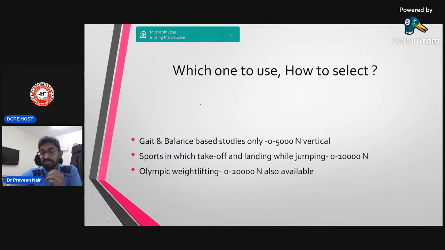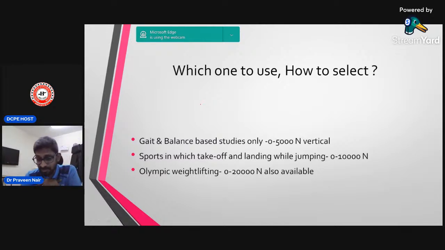Now, suppose you increase the impact. Suppose you want to find out the takeoff and landing while jumping, then you have to increase the range up to 10,000 newtons. And then if you further go up to the impact, increase the impact, like for example in Olympic weightlifting, you go for higher range, 0 to 20,000 newtons.